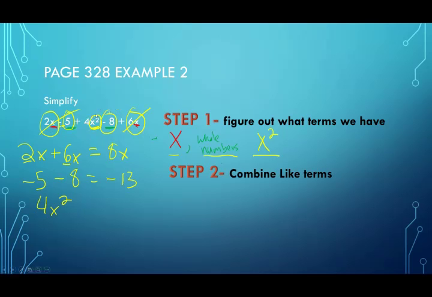So our answer is 4x squared plus 8x, it's a plus because it's a positive number, minus 13. So our answer is 4x squared plus 8x minus 13. So once we figure out all the different terms we have, we combine them.